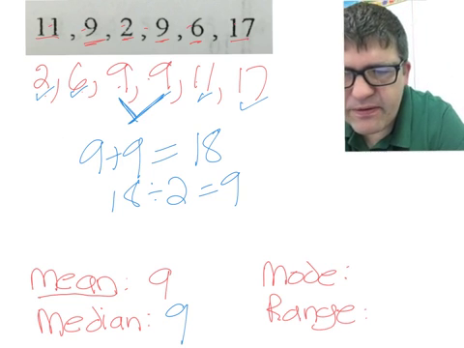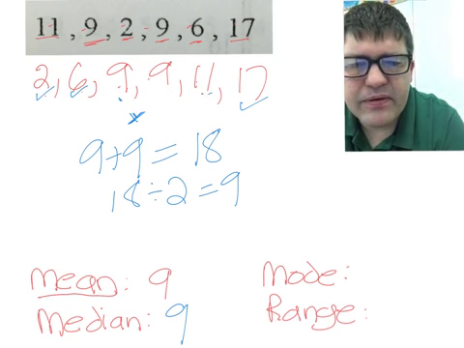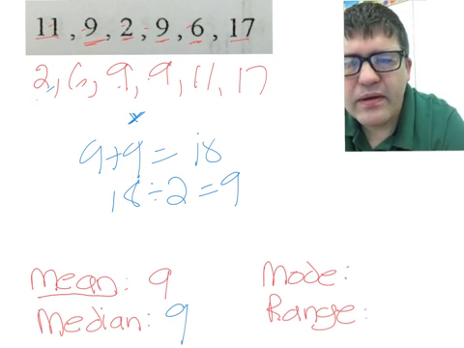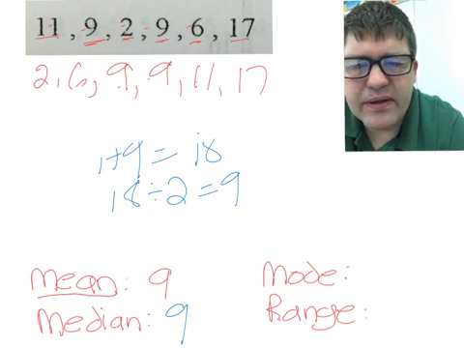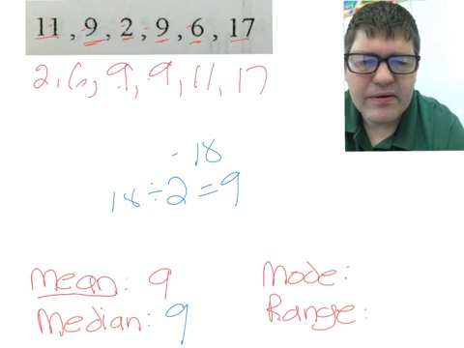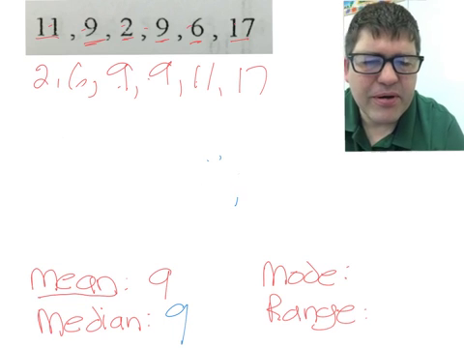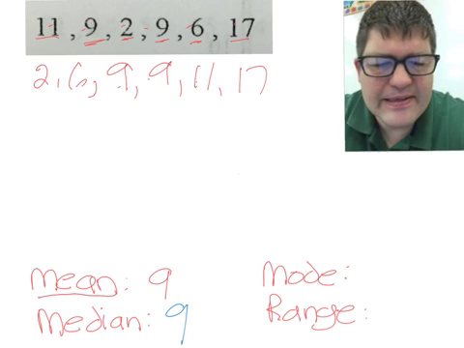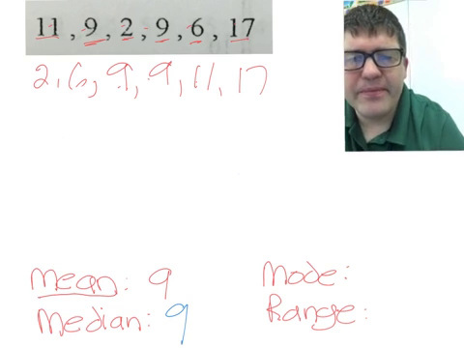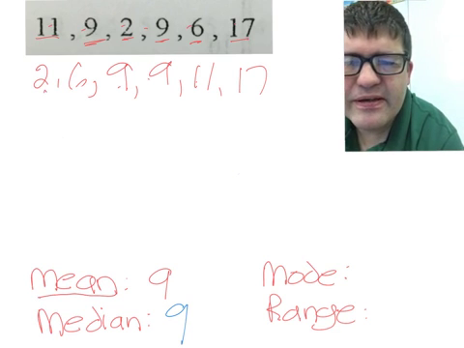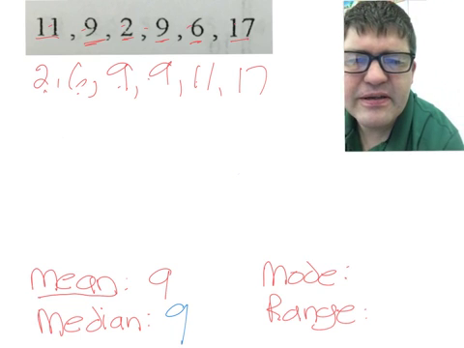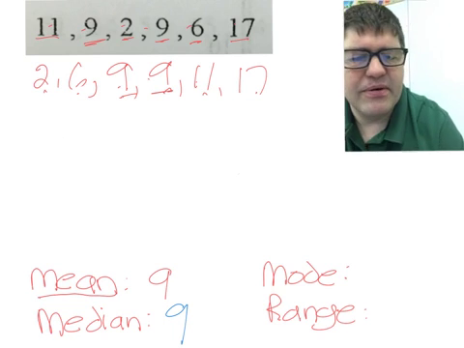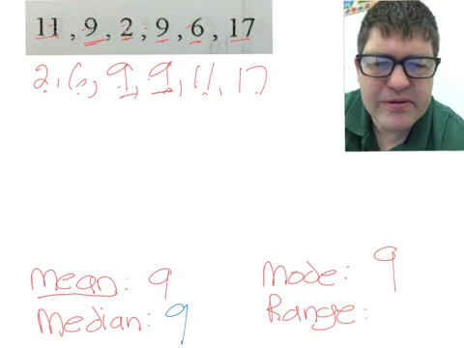All right, let's go to the next one. Let's do the mode. The mode is the one that's used the most. Now, this doesn't really have to be in numerical order. I like to put them in numerical order because then it's easier. But if I'm looking at this, there's 1 2, 1 6, 2 9s, 11, and a 17. Which one's the most? 9 is used the most.